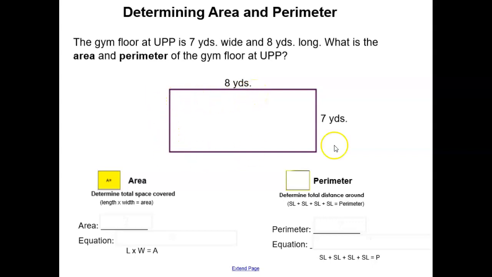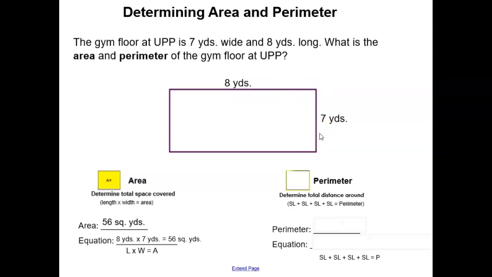So what is the area of the gym floor at UPP? What is 7 times 8? What is the total area? Solve it using a strategy and write it down on your paper. Yes, 8 yards times 7 yards is 56 square yards. You know to find the area or the space covered by the gym floor, the total amount of space in the gym, we multiply the length times the width. Fantastic.